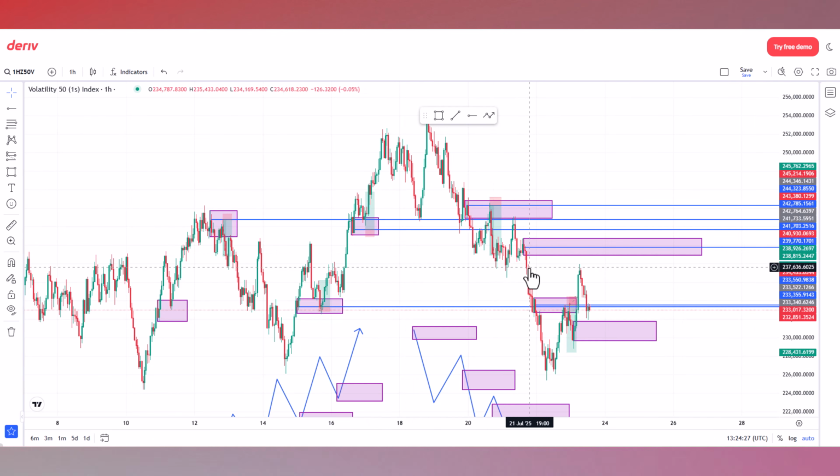This works on any synthetic index, on Deriv, on any synthetic index, on any broker, but for now let's use this on Deriv.